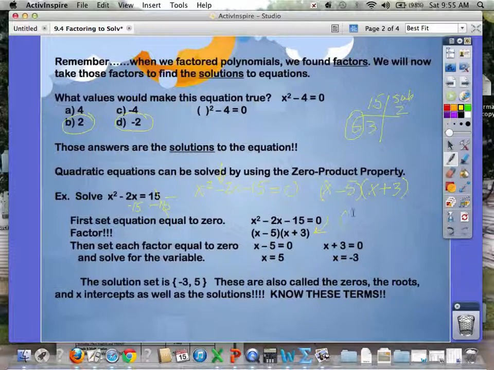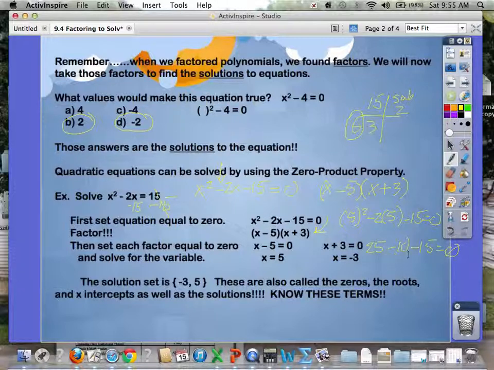So what that means is if you plugged in 5 right here, let's go ahead and do that. That would be 5 squared minus 2 times 5 minus 15. Does that equal 0? 5 squared is 25 minus 10 minus 15. Does that equal 0?